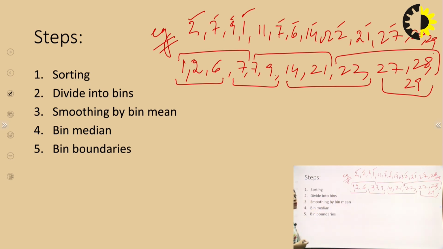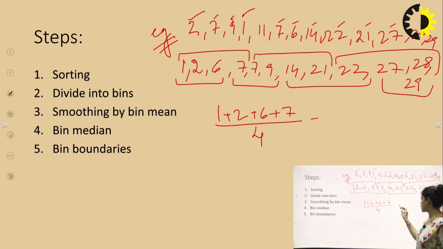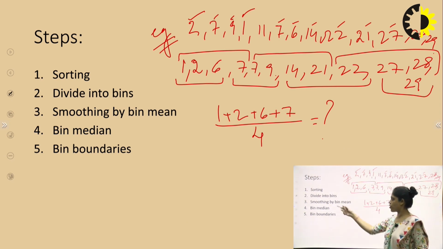Next step says that we are going to perform the smoothing. It may be in these 3 ways: smoothing by bin mean, bin median and bin boundaries. In these three ways we can perform binning. What mean says is that whatever number of values you have, just find out the mean for it. For example, here we have 1, 2, 6, 7. 1 plus 2 plus 6 plus 7, total number of terms are 4, divided by 4, it will give you the mean. So whatever value you have over here, it will be used for smoothing purpose over here.